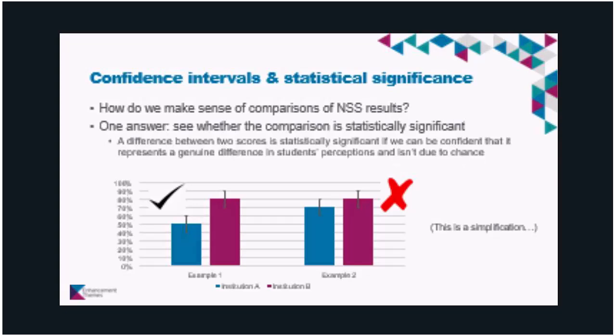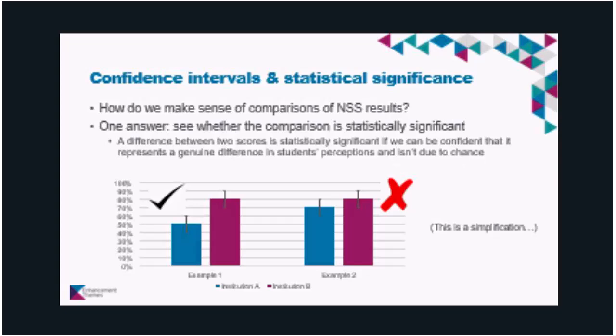You're going to compare your score for this year to your score for last year. You're going to compare with different institutions. That might be through a ranking system or through quartiles, but it's going to be NSS comparisons. How do we make sense of those comparisons? So one answer is to see whether the comparison that you're making is statistically significant. So if you're comparing your score with the score from say a different institution, is the difference between those two scores statistically significant? And when we say it's statistically significant, we mean we can be confident that it represents a genuine difference in students' perceptions and isn't just due to chance.